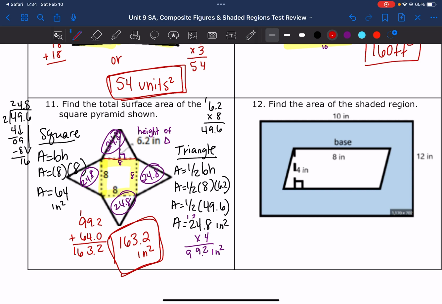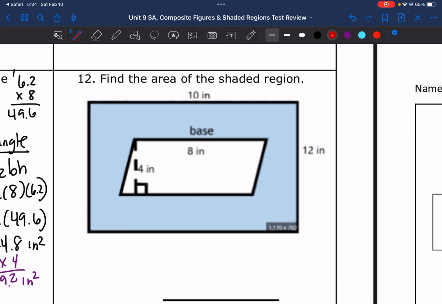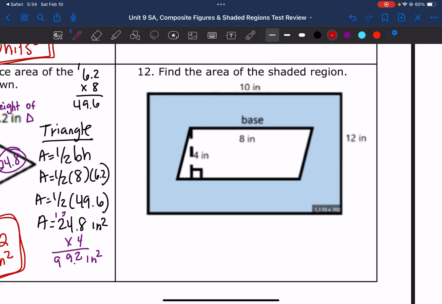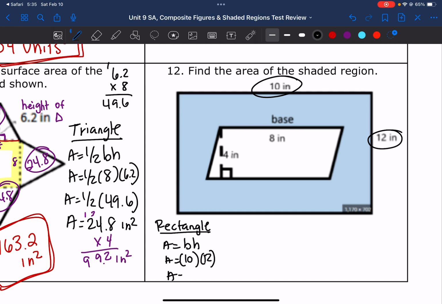Okay. All right. Let's go to number 12. Okay. Pause if you need to. Okay. So here we have a shaded region, which means we are going to find the area of the bigger rectangle first and then find the area of the parallelogram. So rectangle is going to be area equals base times height. The base of the rectangle is 10. The height is 12. That is going to be 120 inches squared.